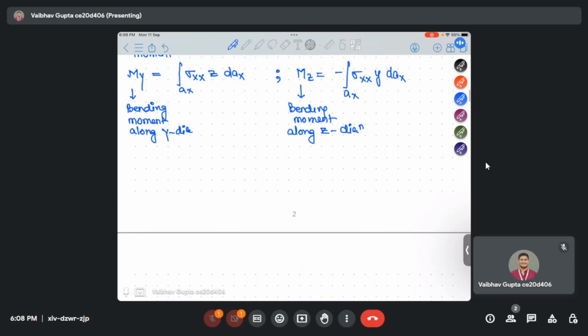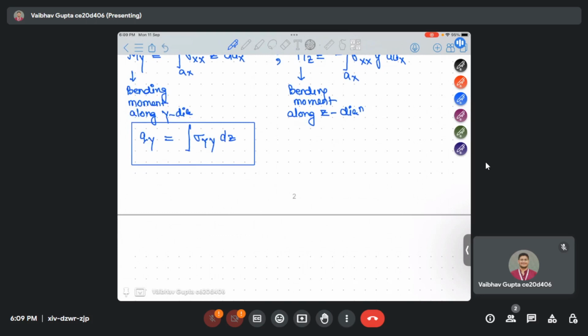Then we studied how to relate shear force, bending moment, and loading. So this qy loading is nothing but the integration of sigma yy into dz, as it acts in the y direction and normal to it.